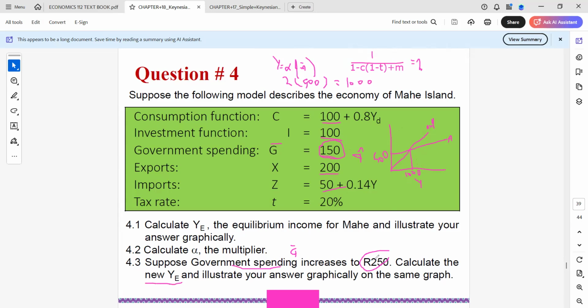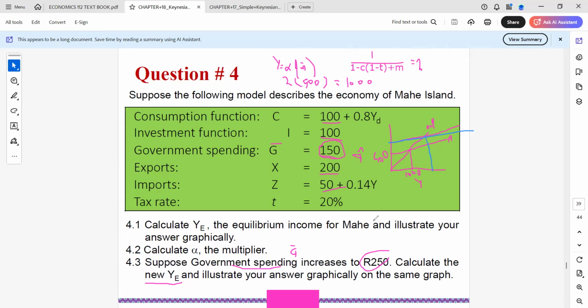Obviously, if one component of autonomous aggregate expenditure increases, our graph is also going to shift up, because it means that now our graph will no longer start here. It's going to start somewhere here because one of the components of autonomous aggregate expenditure has increased from 150 to 250. Let me just use a different color. It's going to start somewhere here, and this would be our new equilibrium.